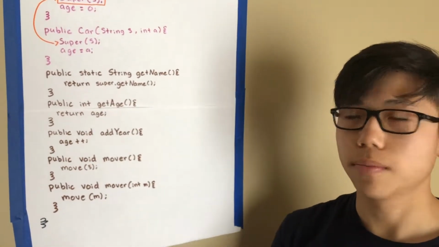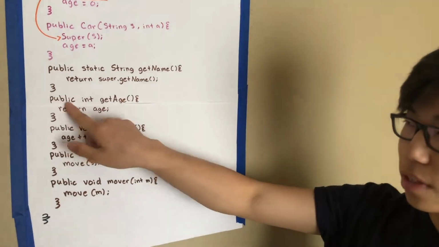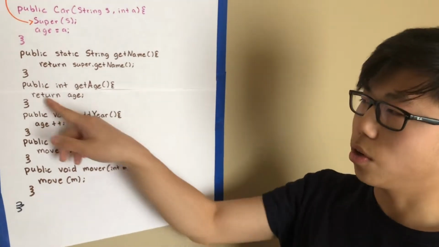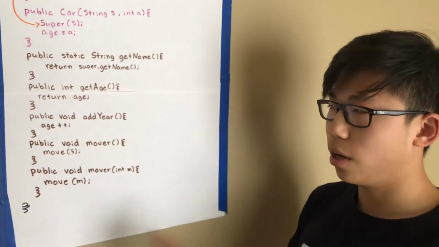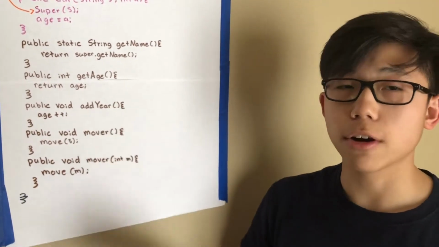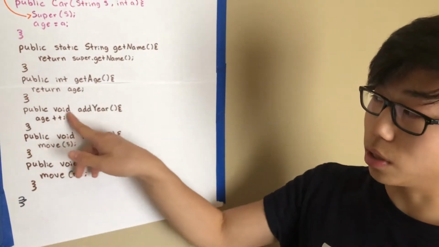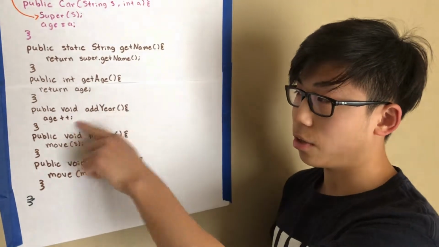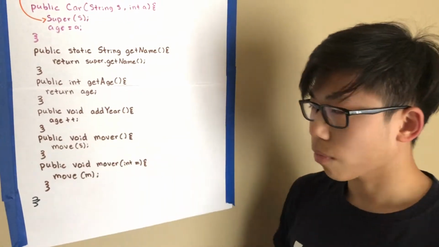Also, in this case, we have public int getAge. So this is going to return an int, so we return the age of our car. Here we have public void addYear. Since we're not actually returning any variable values, we're using the return type void, which means there's no return. And here we're just adding a year to our age, so age++.